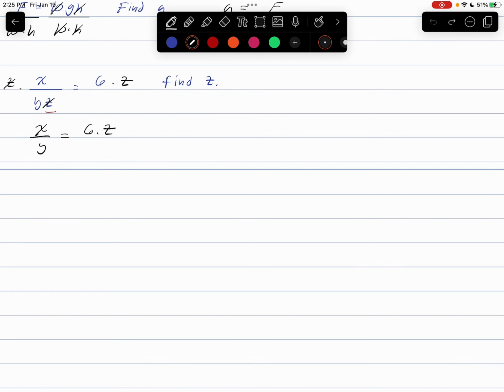Or in this case, it might actually be easier to look at this as multiplying by 1 over 6. Okay, so if we divide by 6, it's the same thing as multiplying by 1 over 6, but in either case, we can cancel the 6's here, and then we're going to end up with Z is equal to X over Y times 1 over 6. And here we can just multiply straight across, and we have X over 6Y. So Z is equal to X over 6Y.